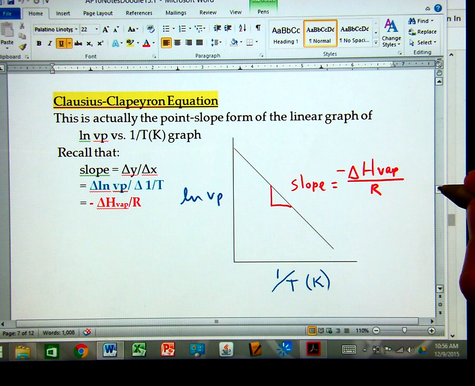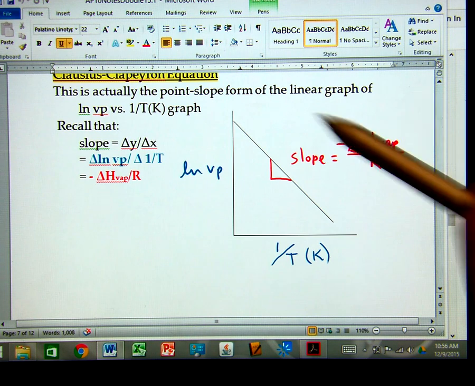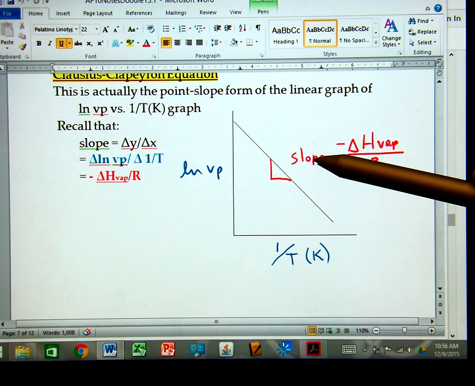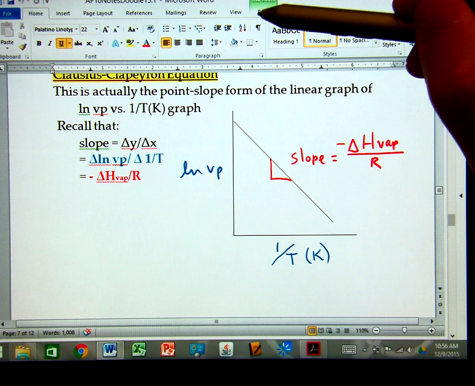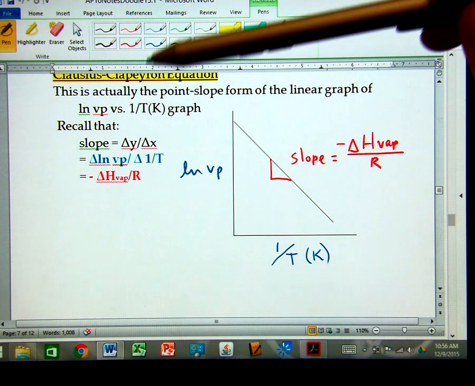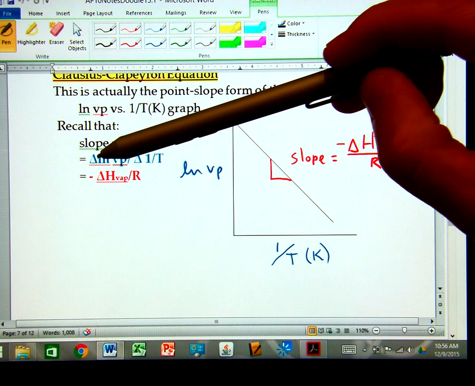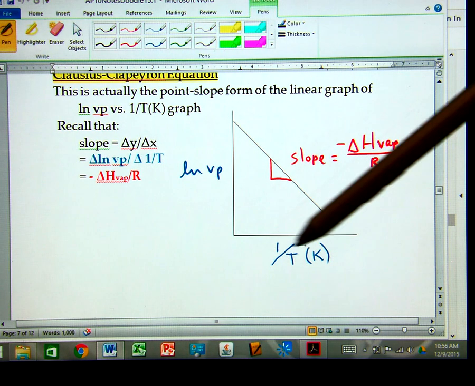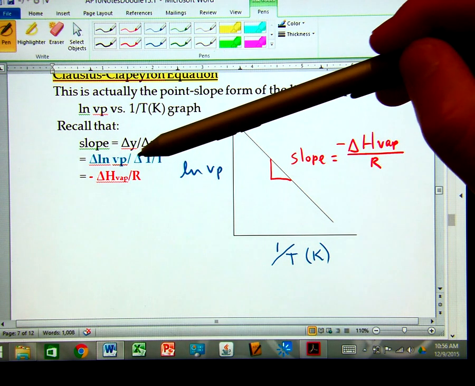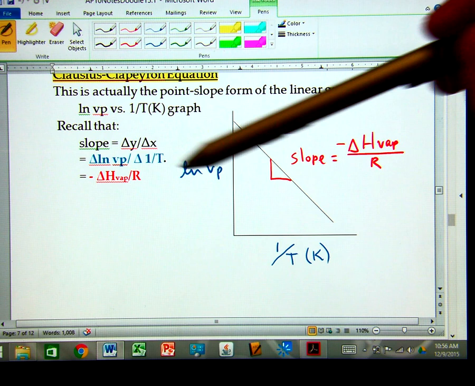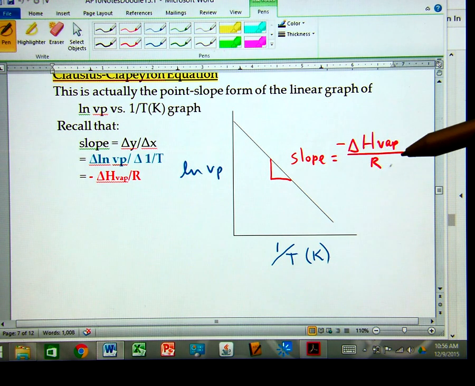You'll recall that in a graph, you have y and x, and the slope is equal to the change in y over the change in x. So we see here that the change in y is going to be the change in ln Vp, and the change in x is going to be the change in 1 over T. And also we understood before that the slope of this graph is equal to negative Hvap over R.